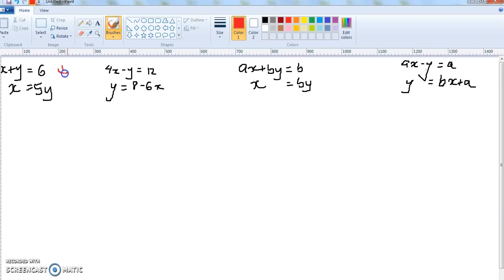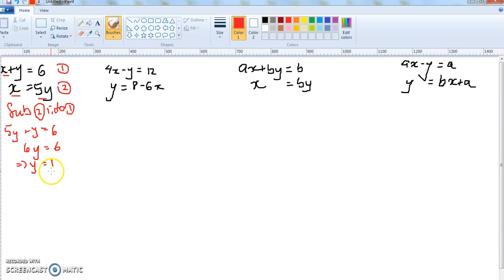So I'm going to label these as 1 and 2, and now I'm going to substitute 2 into 1. So instead of x in equation number 1, I'm going to write 5y. So we're going to have 5y plus y equals 6. So then 6y equals 6. So from there, we'd say that y equals 1. And now that I've got that, I'm going to call that equation number 3.